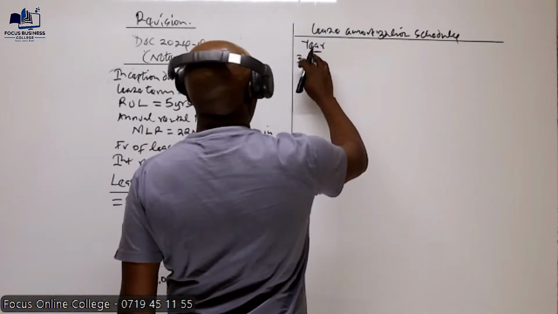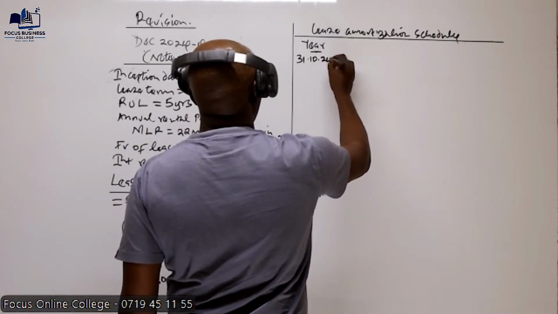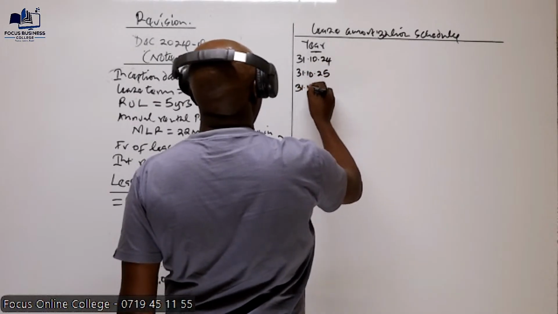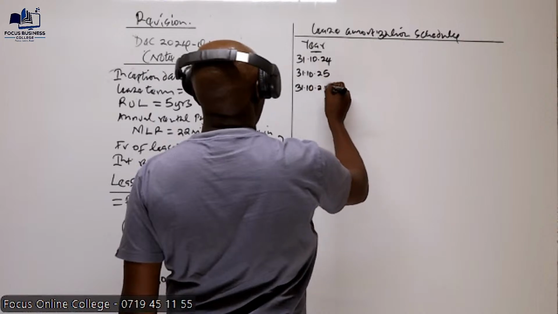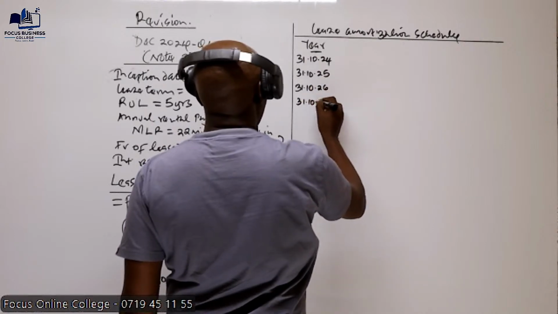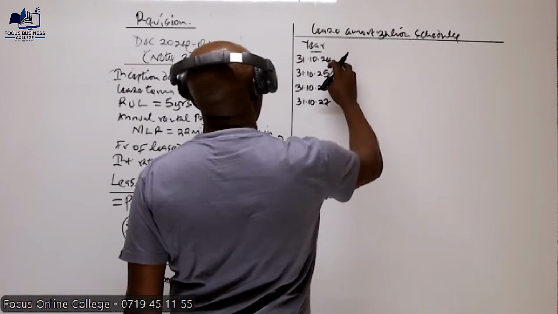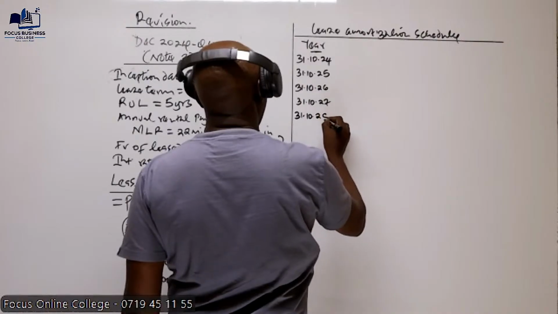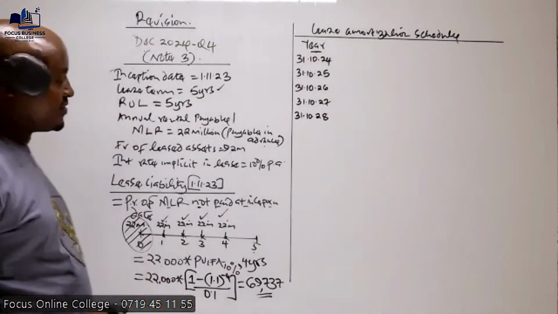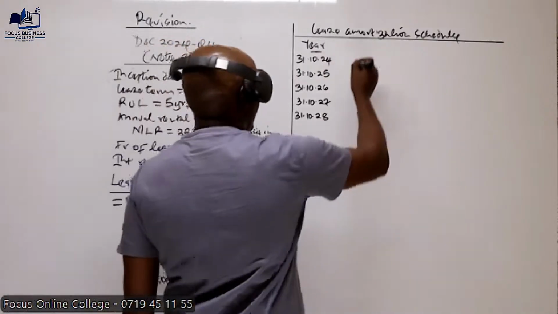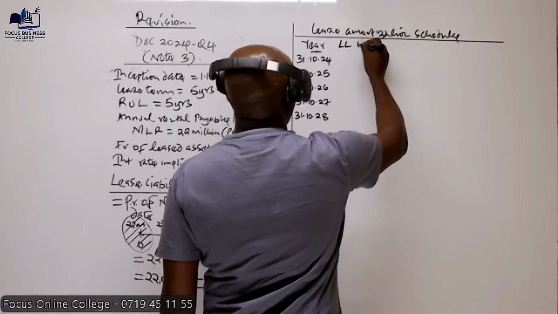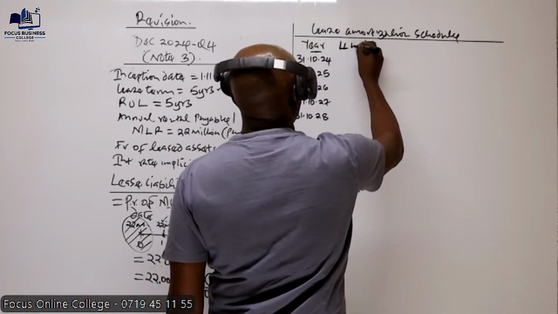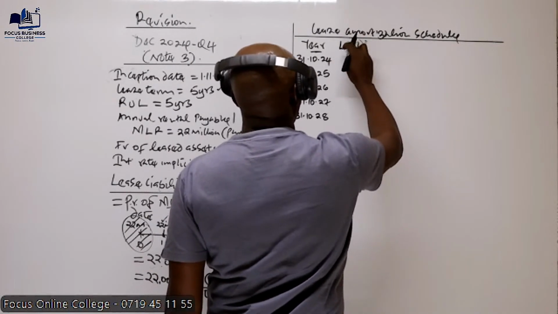That should be 31st of October 2024. The other year, 31st of October 2025. The other one, 31st of October 2026. 31st of October 2027. Five years: year 1, year 2, year 3, year 4, and year 5. Sasa, those are 5 years. So the next column here will be for the lease liability at the start, LL, the lease liability at the start.